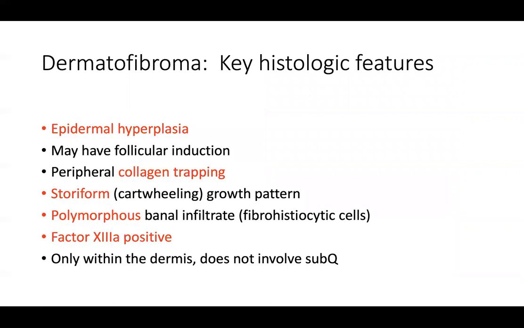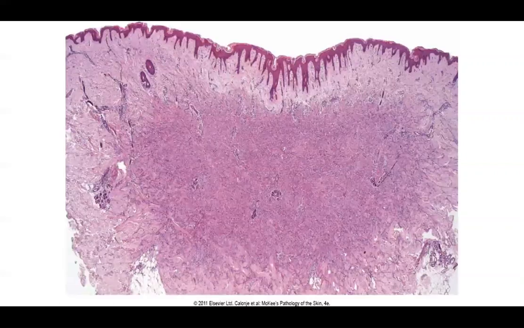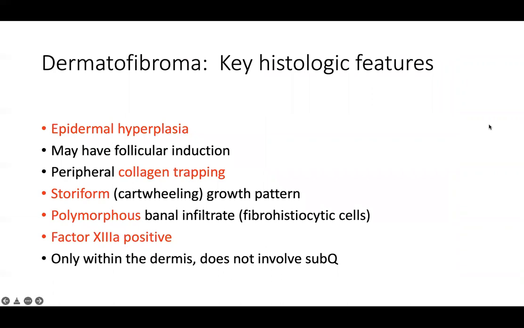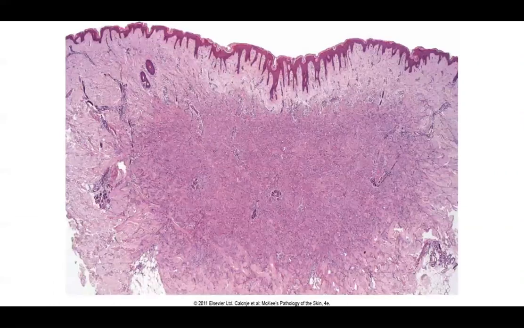As a summary, what are the key histologic features? You often have epidermal hyperplasia over the top of it. The epidermis looks pretty acanthotic, and it looks like it's extending down almost as far as you would expect to see with prurigo nodularis, for example. You can have follicular induction, which means you'll start to see areas that look like they're developing pilosebaceous units, little hair follicles overlying it, or more sebaceous glands. You can see sebaceous induction quite a bit.